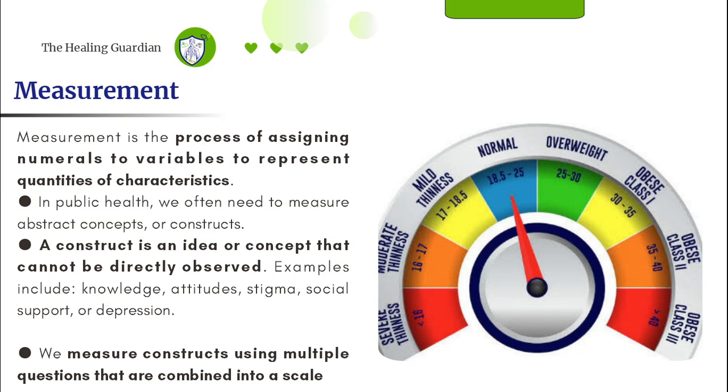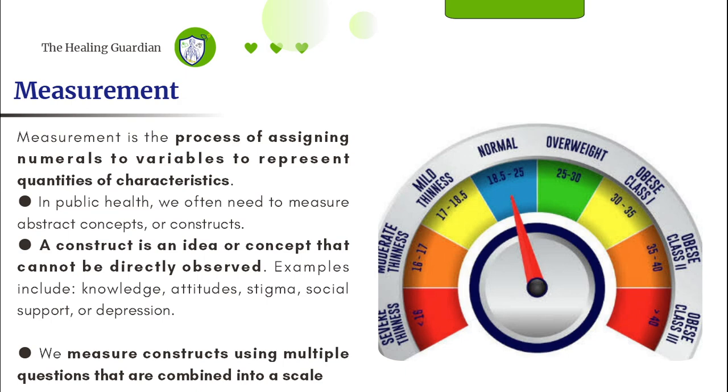Measurement is a process of assigning numerals to variables to represent quantities of characteristics. You assign numerals to variables in order to quantify them. In public health, we often need to measure abstract concepts or constructs. A construct is an idea or concept that cannot be directly observed, for example knowledge, attitudes, stigma, social support, depression. These are things we usually measure in public health, and most of them are constructs. They are not direct variables that can be measured using tools.